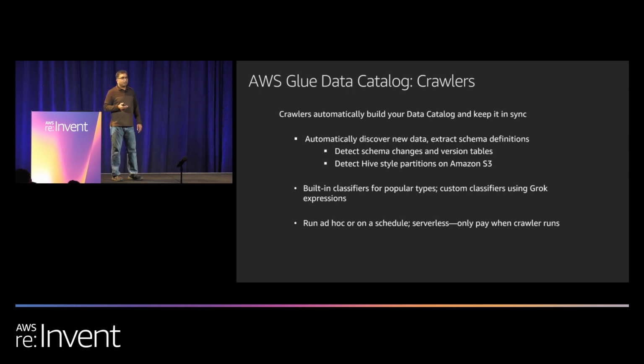Since crawler is also serverless, you pay only when the crawler is running. So the crawler, when it runs for the second time, if it notices any changes in the source data, it can identify them. It identifies the new partitions in the source data and syncs up with your existing data catalog, and it can version it as well.